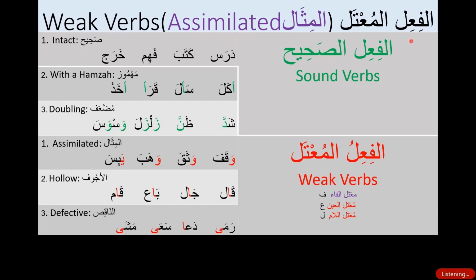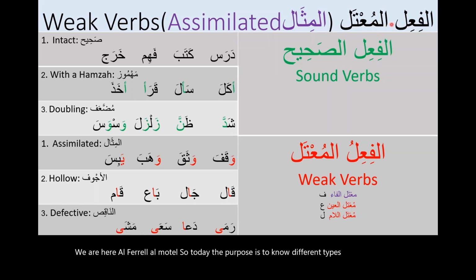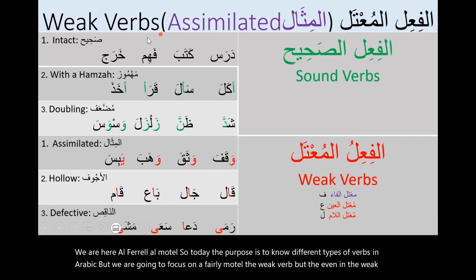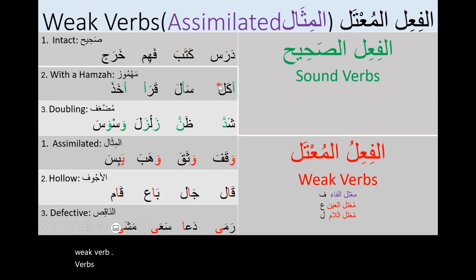نحن هنا, we are here. الفعل المعتل. So today the purpose is to know different types of verbs in Arabic, but we are going to focus on الفعل المعتل, the weak verb. But even in the weak verb categories, we are going to focus only on the assimilated verb, this one right here.